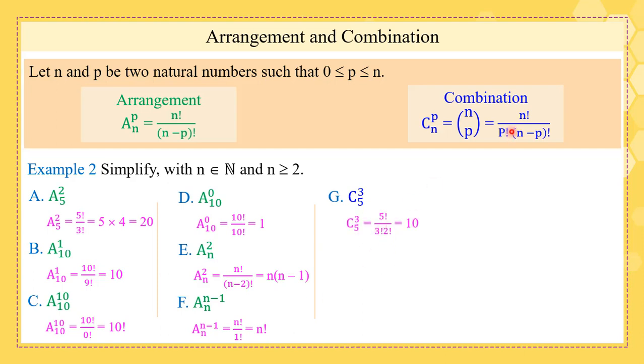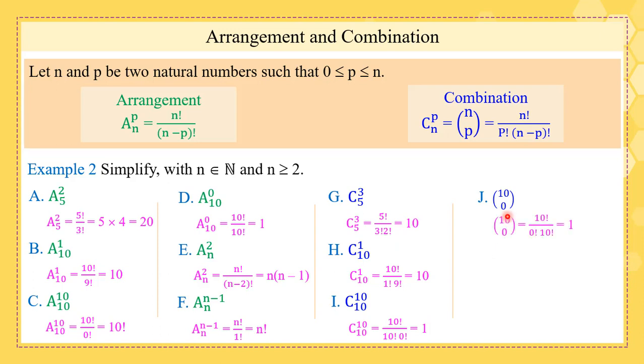We also apply this definition, which is 5 factorial over 3 factorial times the difference between 5 and 3 factorial, and this would be 10. C(10,1) would be 10 factorial over 1 factorial times 9 factorial, which is 10, and C(10,10) would be 1 by simple calculation. And if we use this notation, this is what we get.